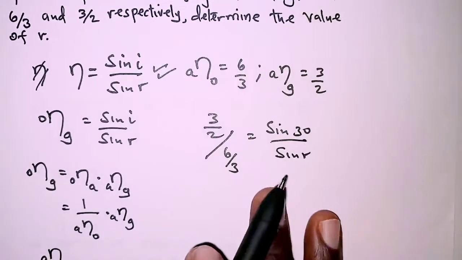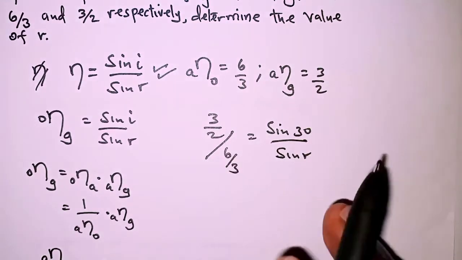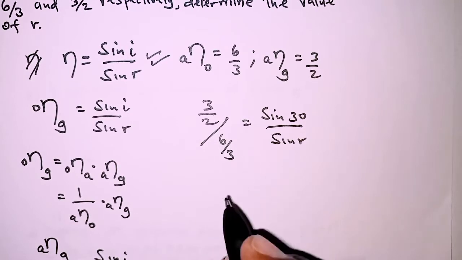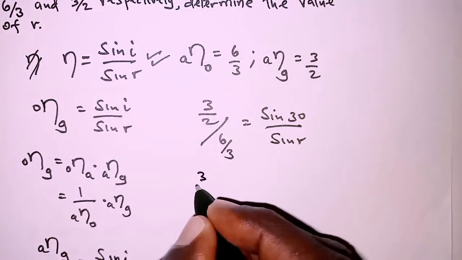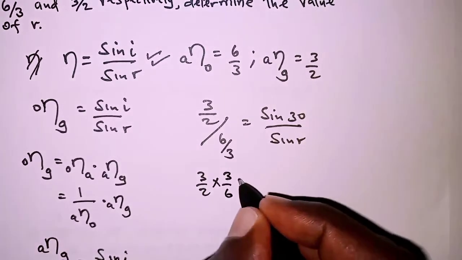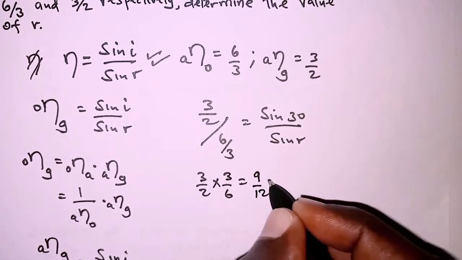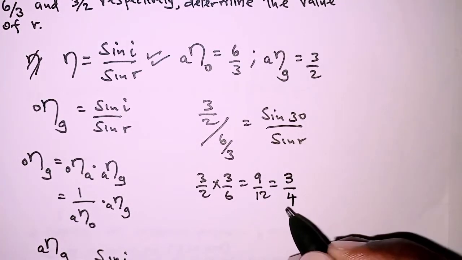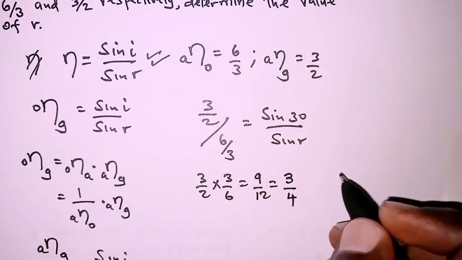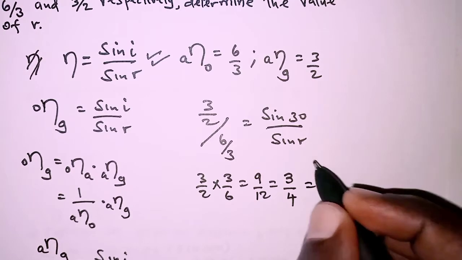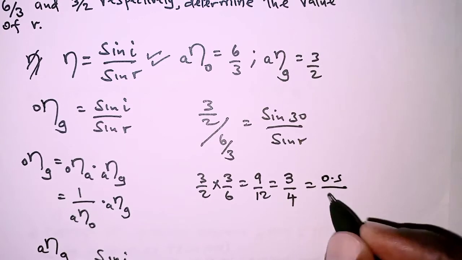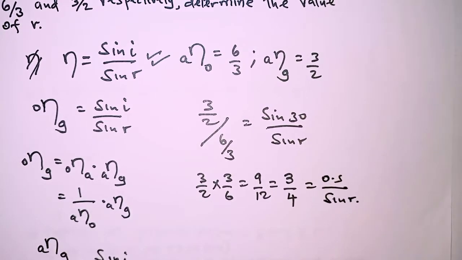So simplifying the left hand side, we have 3/2 times 3/6, and that is 9/12. 9/12 simplifies to 3/4. So if we have 3/4, then that will be equated to sine of 30, and sine of 30 is 0.5 all over sine of R.